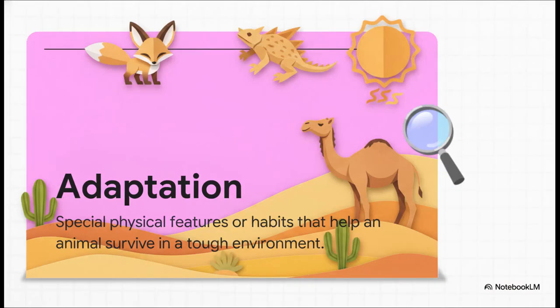Because the weather out there is so hot and so dry, animals have to be very, very smart to live there. And this brings us to a big science word: adaptation. Can you say that with me? Adaptation. It basically means having special physical features or habits that help an animal survive in a super tough environment. Let's look at a really perfect example of this.